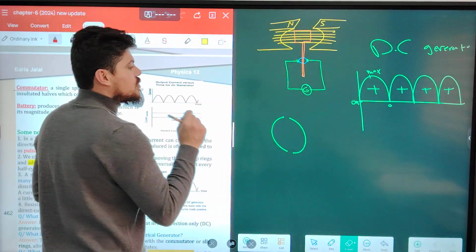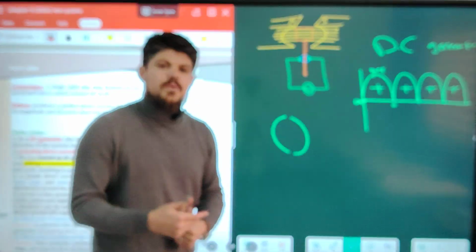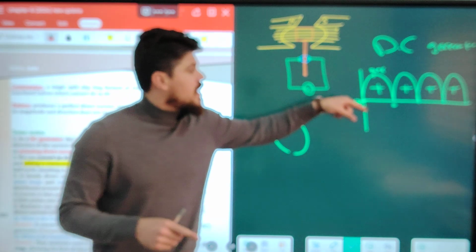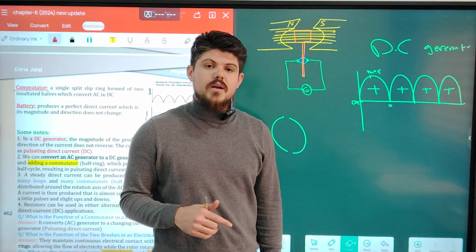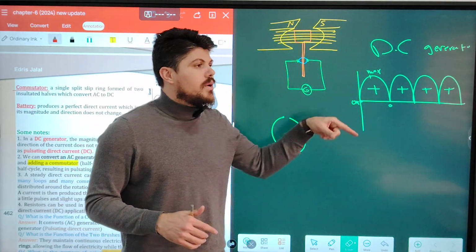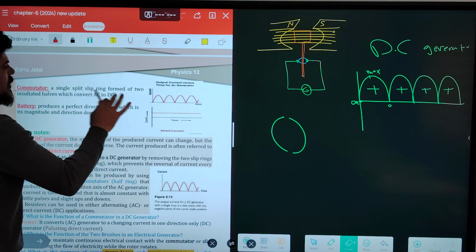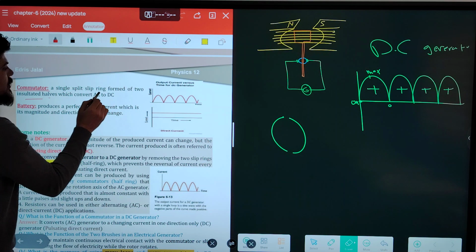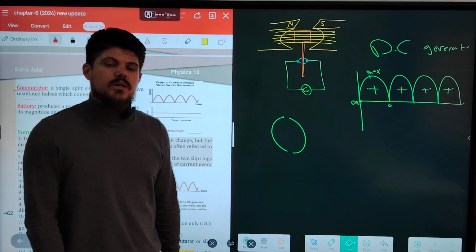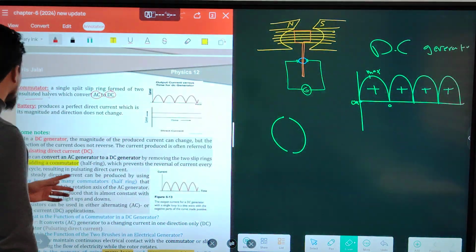This is called a commutator that can be used in a DC generator to prevent the reversal of the induced current. Okay, because of the commutator, the current does not go into the negative part, because of this gap. As you can see here, the current cannot flow in the negative direction. The commutator, a single split slip ring formed of two insulated halves, converts AC to what? To DC. How can you convert an AC generator to a DC generator? By adding a commutator instead of two slip rings.